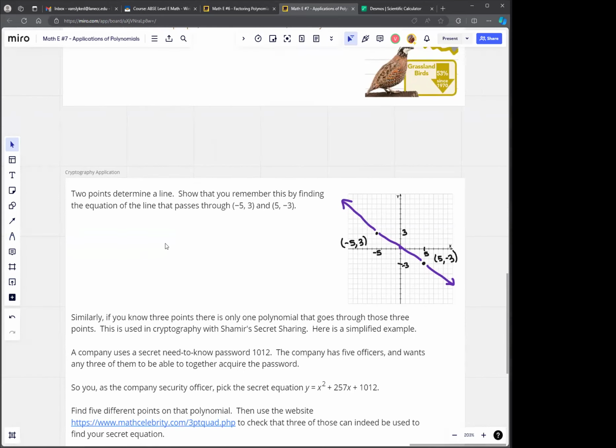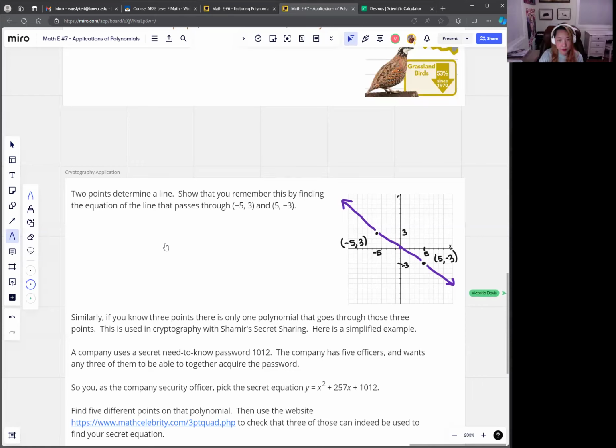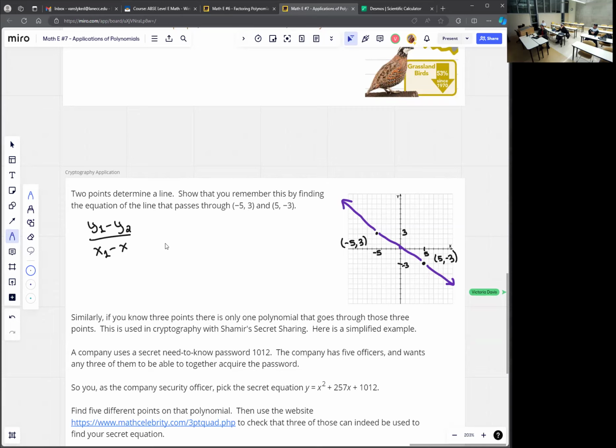Let's have you figure it out. How did you find the line that goes through two points? Who remembers that process? Isn't that y1 negative y2 over x2 negative x1? That's a great start: y1 minus y2 over x1 minus x2. In this case, let's have it be 3 minus a negative 3 over negative 5 minus a positive 5. So we get positive 6. Negative 5 minus 5 more is negative 10. And we can simplify that by dividing by 2 top and bottom, negative 3/5.